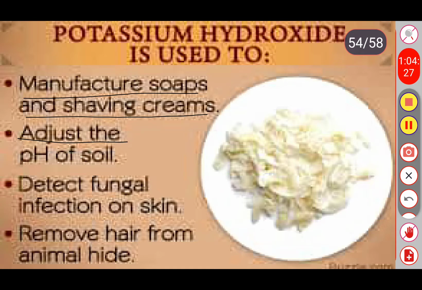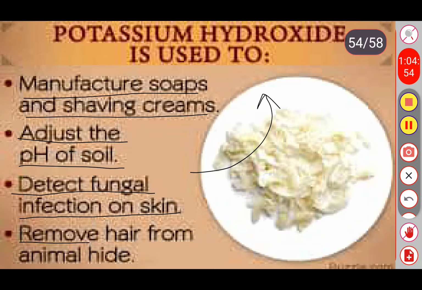It is also used to detect fungal infection on skin. If you observe any kind of fungal infection on skin, we just need to use potassium hydroxide. This is the best medicine to prevent fungal infections on the skin. Next use is removing hair from animal hides. So these are some of the uses of potassium hydroxide.